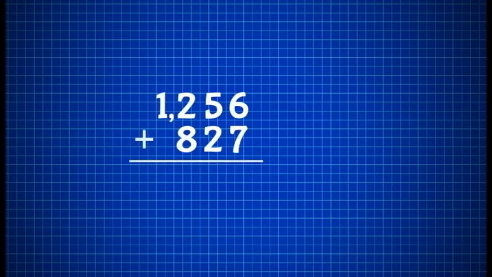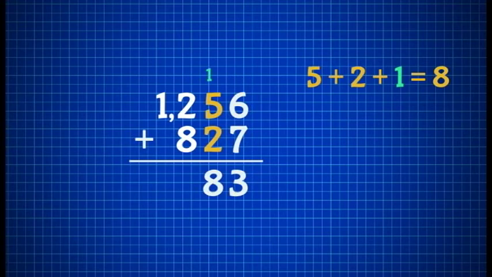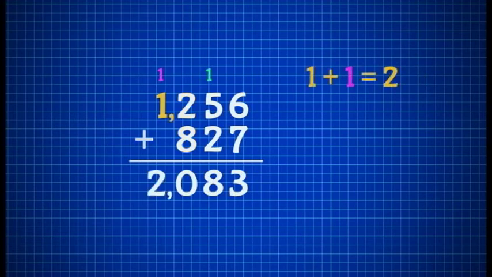Let's have one last example involving thousands. 1256 we add with 827. We start with the ones place as usual. 6 plus 7 is 13. We move 1 to the tens place, which we add together with 5 and 2, which gives a total of 8. We move on to the hundreds place. 2 plus 8 equals 10. We move 1 to the thousands place, which we add with another 1, which equals 2. Put them all together is 2083.